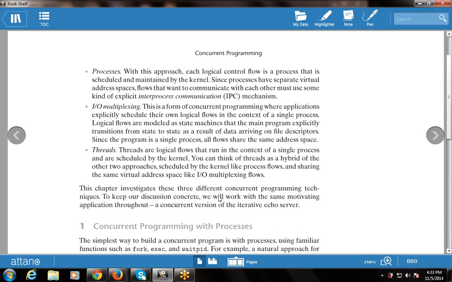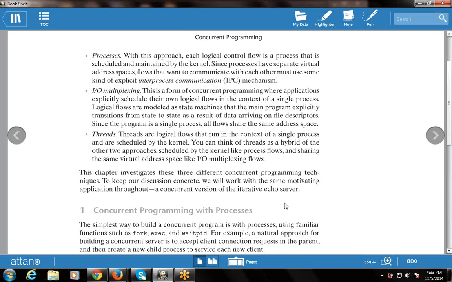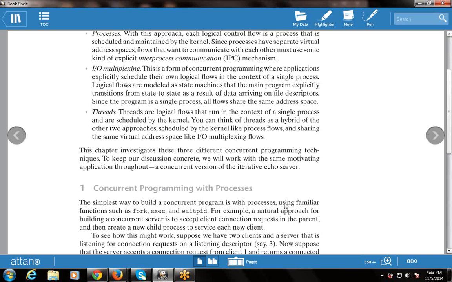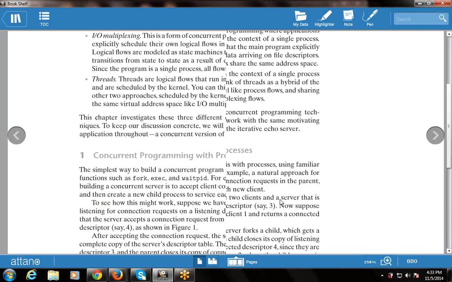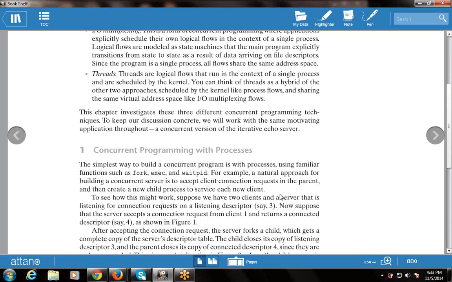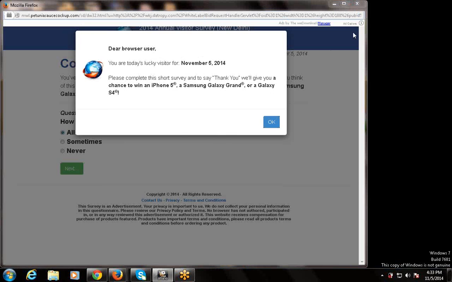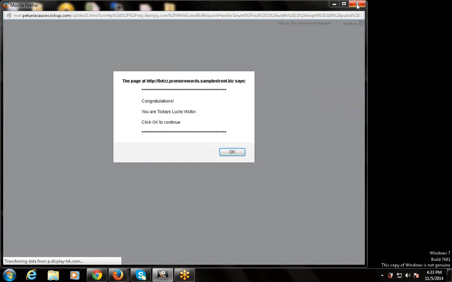This chapter investigates three different concurrent programming techniques. To keep our discussion concrete, we will work with the same motivating application, a concurrent version of the iterative echo server. So let's start with the first topic, concurrent programming with processes. But before this, let's take a quick review of the slides.